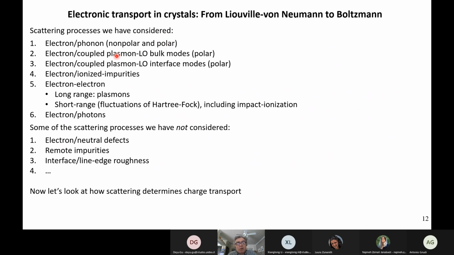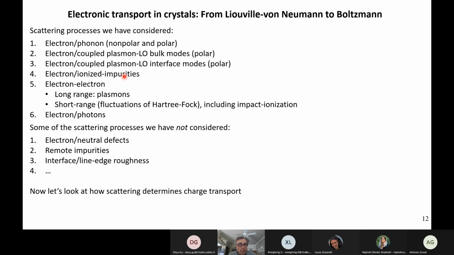We've looked at some stranger situation, like the effect of the modes which are resulting from the coupling of the plasmon to the longitudinal optical phonon in a bulk material, and how the electrons interact with these modes, again in a polar material. We've looked at a similar problem, what happens at an interface. This can be extended and brought into the situations that were not discussed, scattering with the hybrid modes that exist at interface between a semiconductor and a polar insulator.